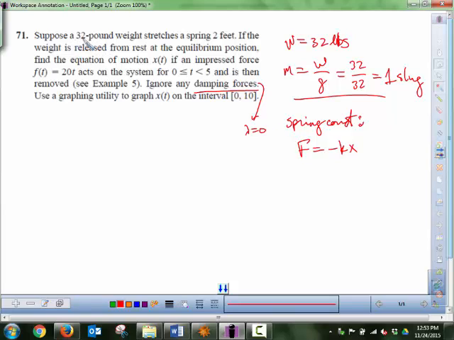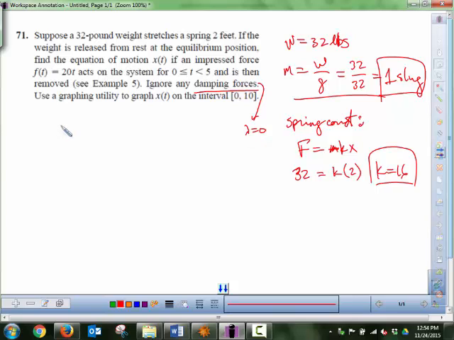So the force is the number of pounds, 32. And then K, and X is the distance, so stretching, pulling it down, which is going to give a positive value. So K is equal to 16. So M is equal to 1, K is equal to 16, and we don't have any damping forces, so lambda is going to equal 0.